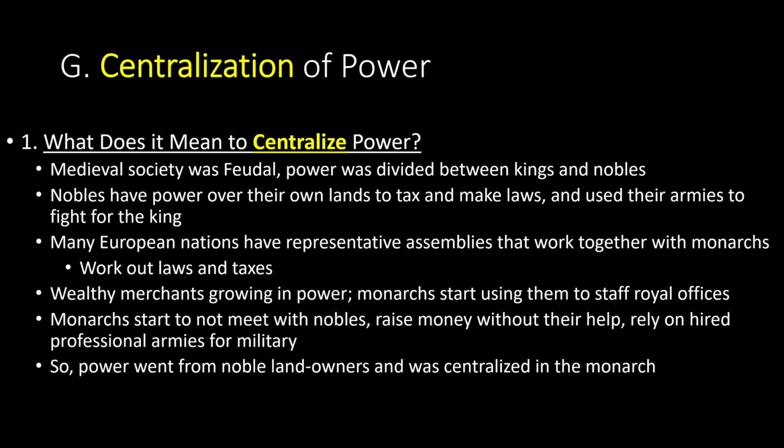So, bottom line in all of this is power is going to go from noble landowners, and instead of power being dispersed between a lot of different people, power is slowly going to become centralized into one place, and that one place is the monarch. Now, on the next several slides, we're going to talk about how different nations are going to centralize their power. Pause if you need to.